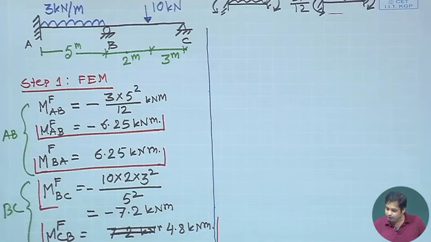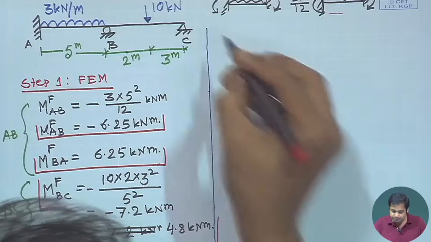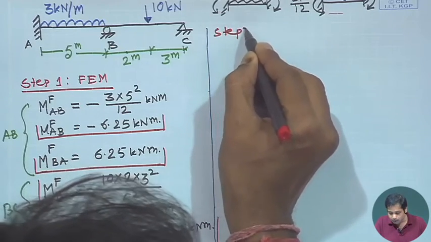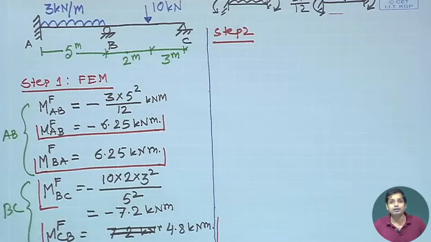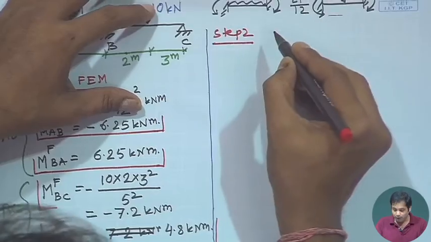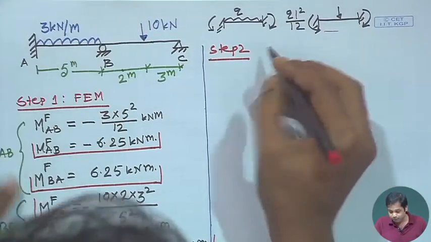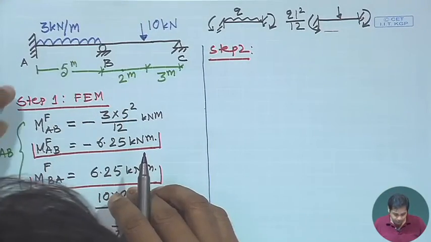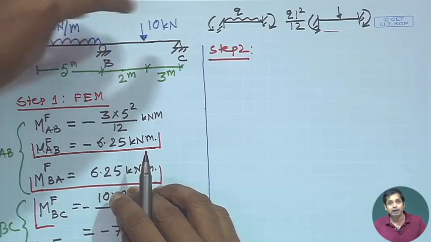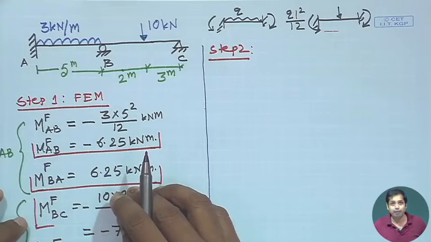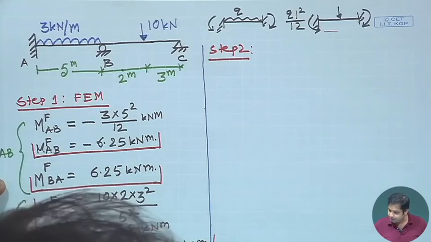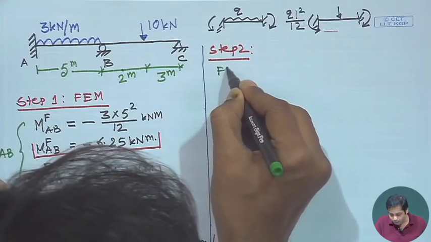Now, step 2: we need to apply the slope deflection equation. First we apply the slope deflection equation for member AB, and then for member BC. Let us first do AB.